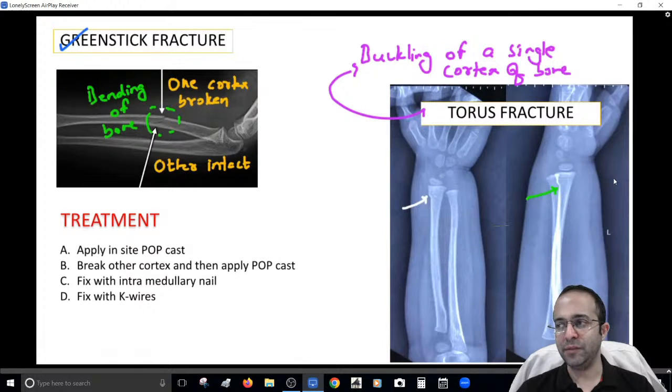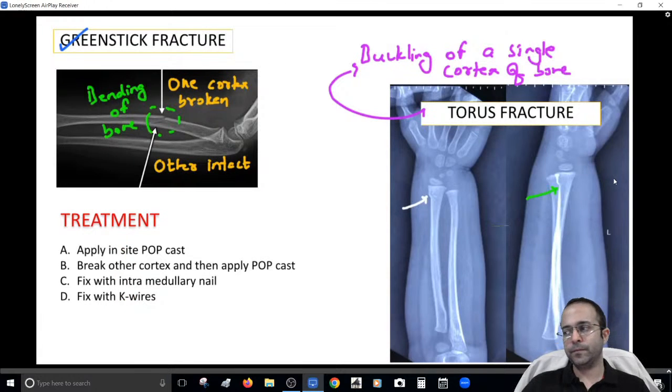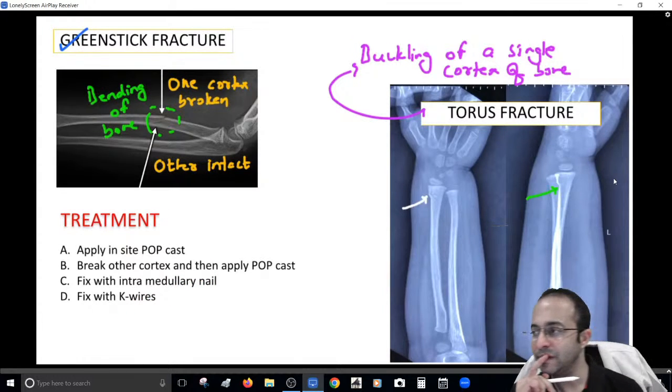Okay, anyone? In case you are dealing with this green stick fracture, what will be the appropriate treatment for this case? So can you guys help me out with this one? What is the right treatment to be offered to a patient with a green stick fracture? Should you just be applying a plaster of Paris cast? Or should you break the other cortex and then apply the plaster? Because only one cortex is broken, break the other one also. Or should you fix with an intramedullary nail? Or should you fix with something called K-wires, Kirschner wires? So what is the ideal treatment for this green stick fracture?